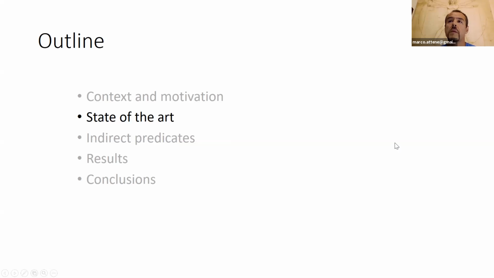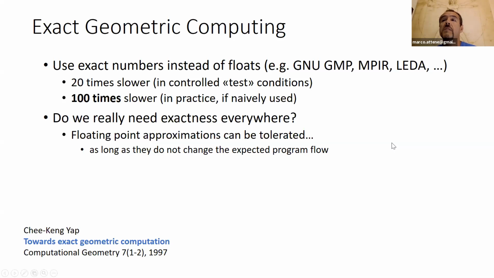So how are these problems dealt with in practice? Well, the easiest solution is to replace floating point numbers with the exact number types provided by existing libraries. There are plenty of these tools around the internet. These libraries guarantee robustness, and authors of the libraries themselves claim that the slowdown with respect to floating point calculation is about 20x. Actually, in practical conditions, the slowdown can be as much as 2 orders of magnitude, which makes most algorithms impractical.